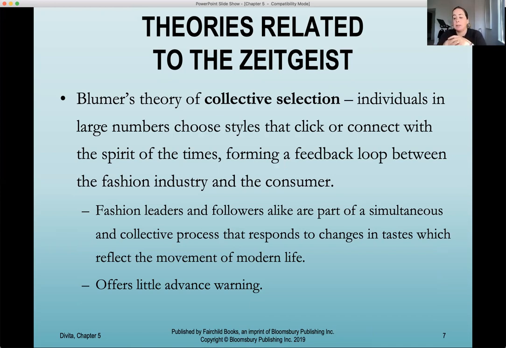This theory offers little advance warning. So a large number of people can make a decision to go in a certain way, and we as forecasters have little warning as to what those choices are.